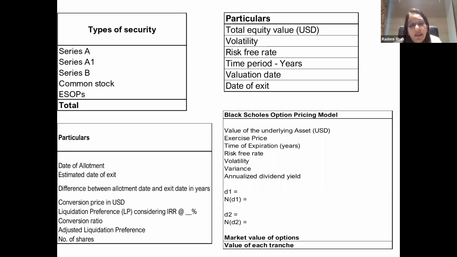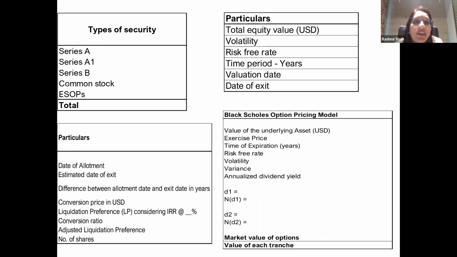It's become a misnomer that the value of the preference share of a startup is the same as the value of its equity share. This is not correct, because each instrument and each series of the instrument will have different rights and different preferences. It's also called the subject company transaction method, the back solve method.